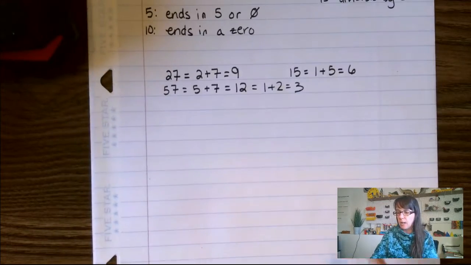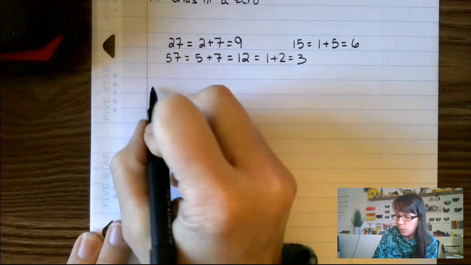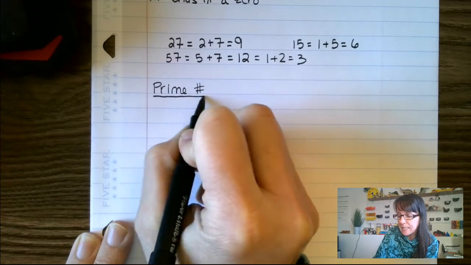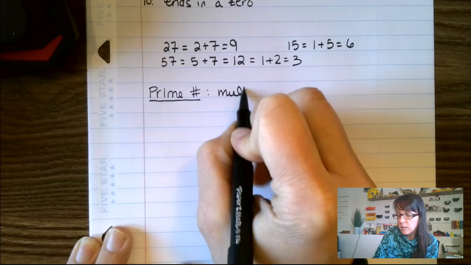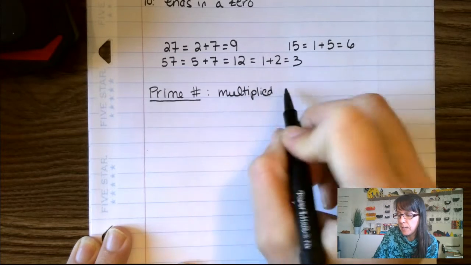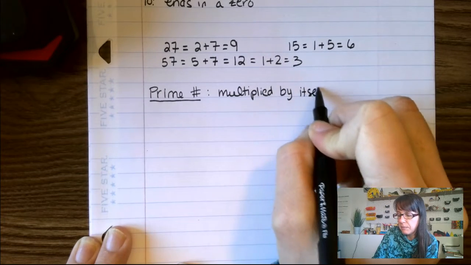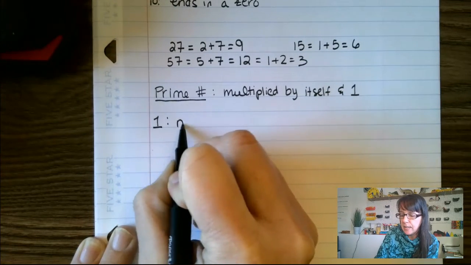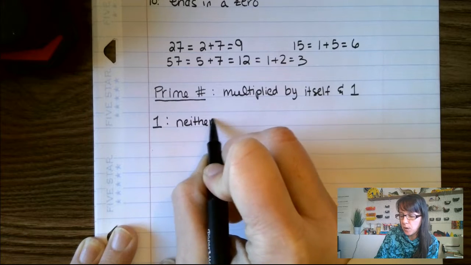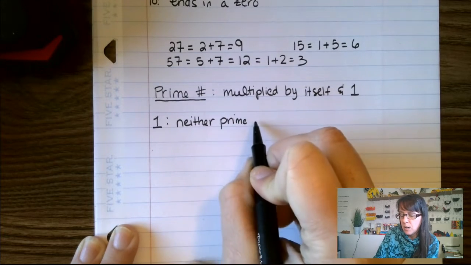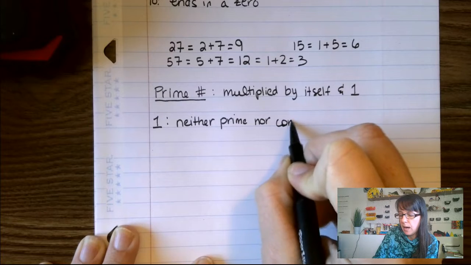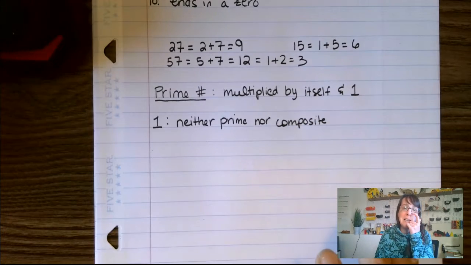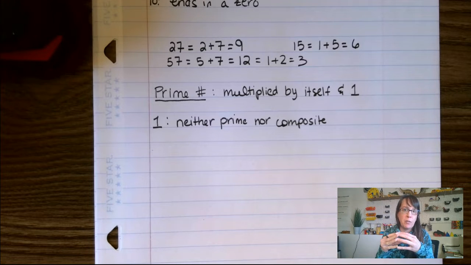Now, the other thing we need to talk about are prime numbers. Prime numbers are numbers that can only be multiplied by itself and 1. 1 is neither prime nor composite. I can't spell today. Composite just means it's made up of multiple things, right?